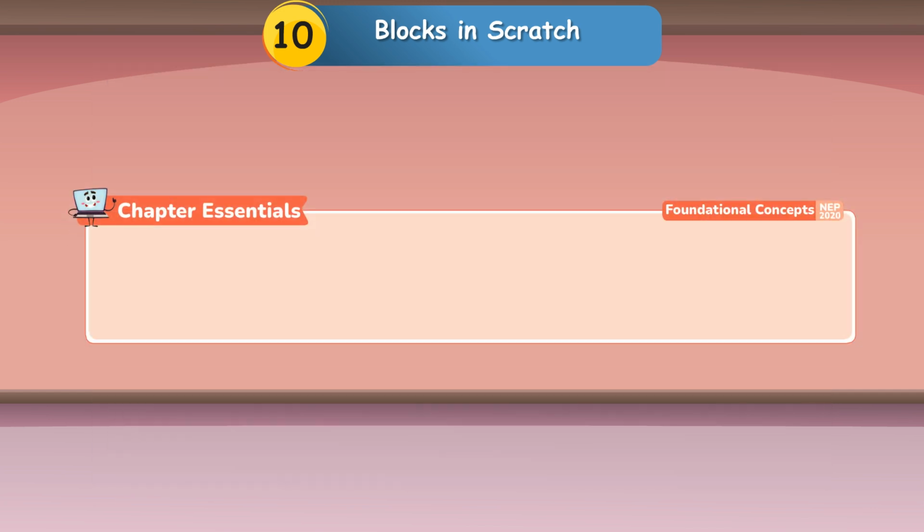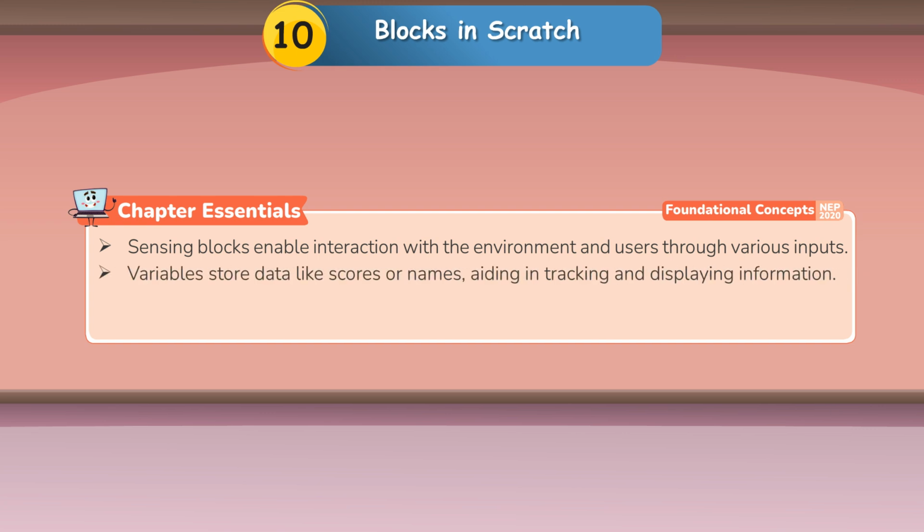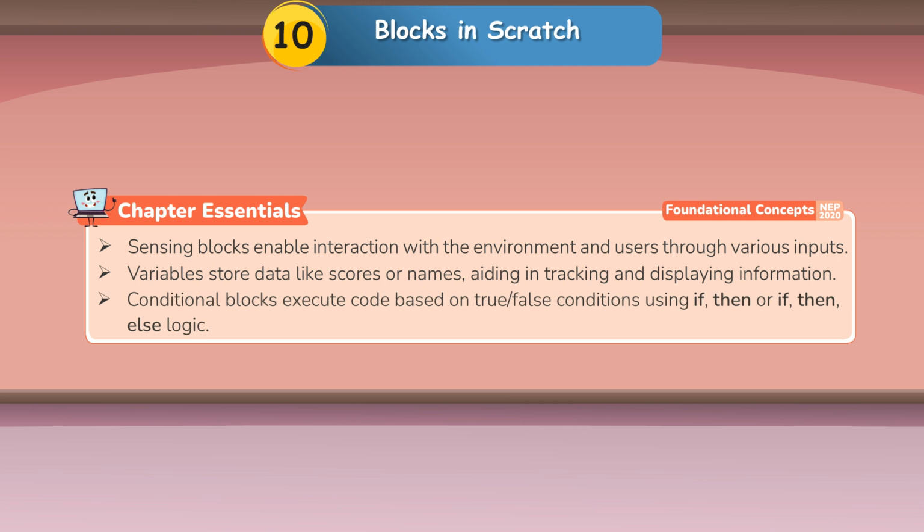Chapter Essentials. Sensing blocks enable interaction with the environment and users through various inputs. Variables store data like scores or names, aiding in tracking and displaying information. Conditional blocks execute code based on true-false conditions using if-then or if-then-else logic.